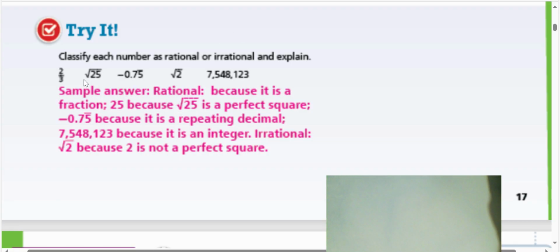We have the square root of 25, a rational number. This number is rational because the square root of 25 is a perfect square, and negative 0.75. A rational number will be the only solution. The square root of 2 is the only solution that is not a rational number.